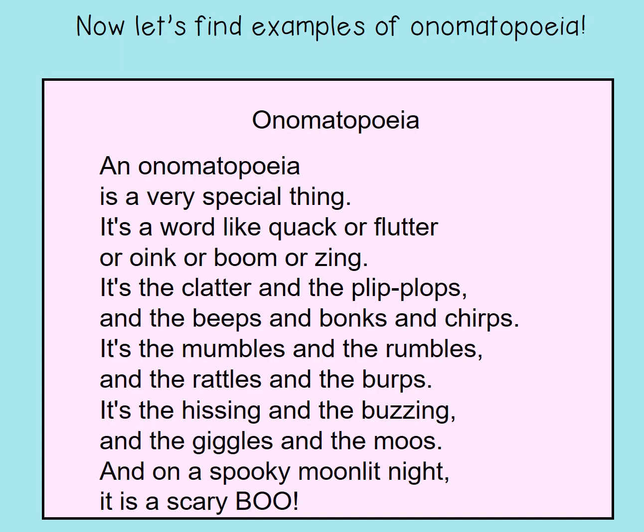All right, let's find some examples of onomatopoeia. This poem is about onomatopoeia. An onomatopoeia is a very special thing. It's a word like quack or flutter or oink or boom or zing. It's the clatter and the plip-plops and the beeps and bonks and chirps. It's the mumbles and the rumbles and the rattles and the burps. It's the hissing and the buzzing and the giggles and the moos. And on a spooky moonlit night, it is a scary boo.